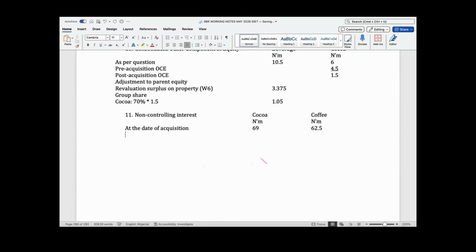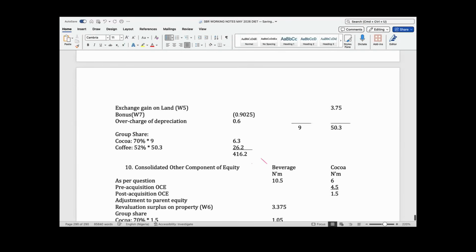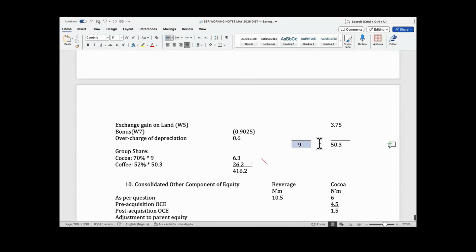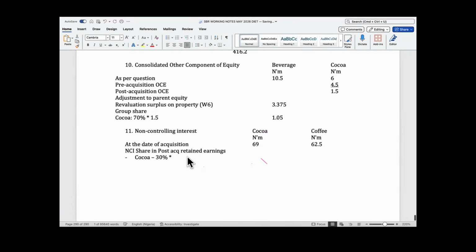Secondly, I'll get the NCI share in post-acquisition retained earnings. In cocoa, you will get 30% times the post-acquisition retained earnings, which is 9. So what's 30% of 9? That's 2.7. Okay, 2.7.